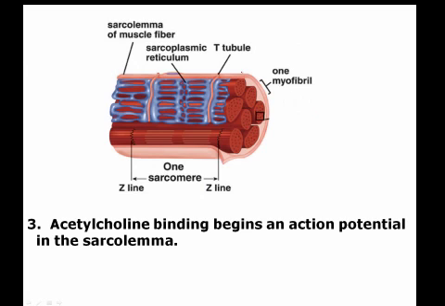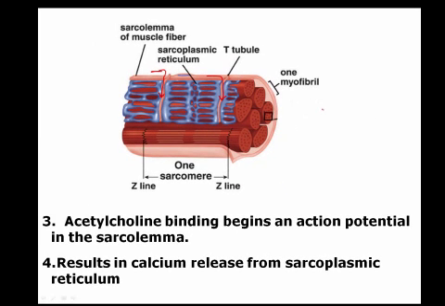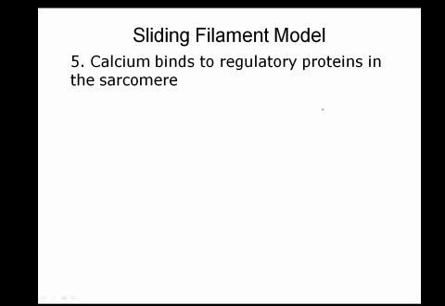The action potential is going to spread across the sarcolemma, but then it also turns and goes down those T-tubules. So the action potential penetrates deep down into this muscle fiber by moving down the T-tubules, and on either side of the T-tubule is the sarcoplasmic reticulum. The excitation of the T-tubule causes the sarcoplasmic reticulum to release calcium. So then calcium is going to be able to diffuse throughout this muscle fiber, and the calcium is going to bind to those regulatory proteins of the sarcomere.